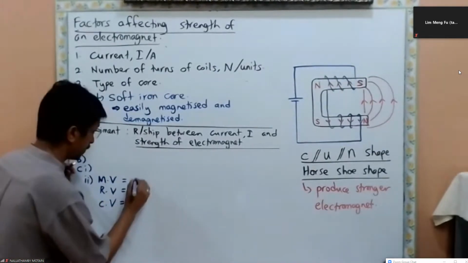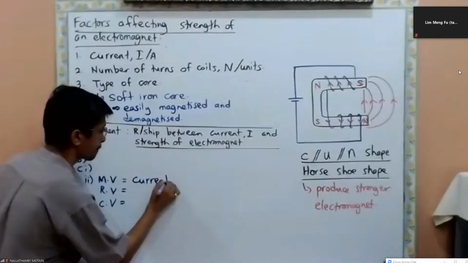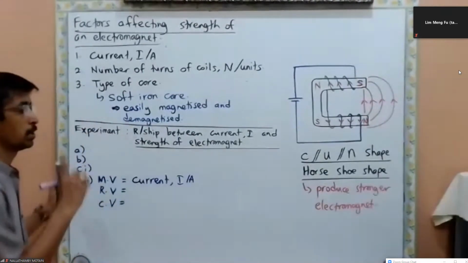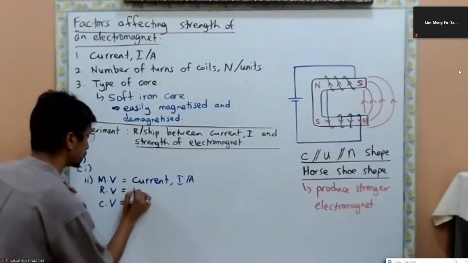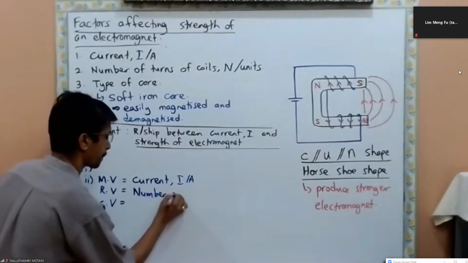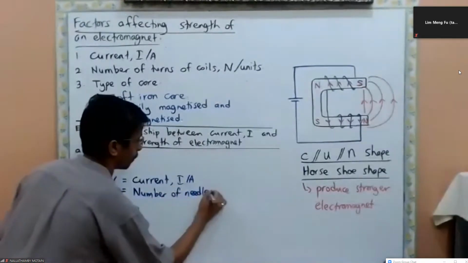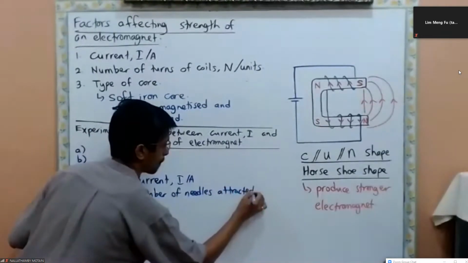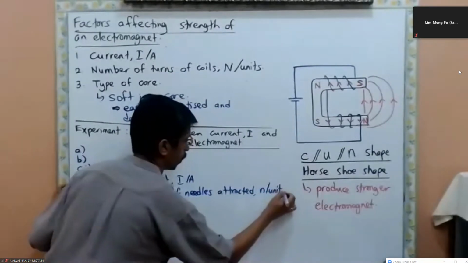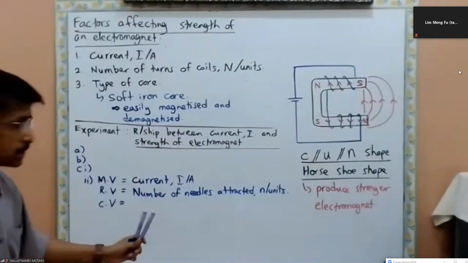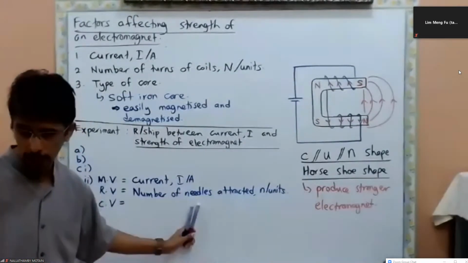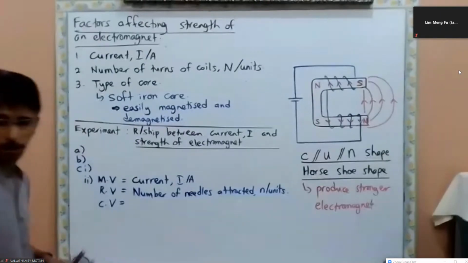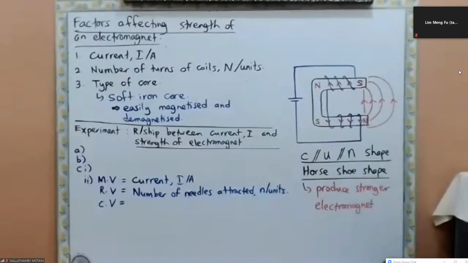Okay, so manipulated variable is current, ampere. Corresponding variable is the data I give you. You can take note first. Number of needles attracted. So I use small letter n. Number of needles attracted. You can also write number of pins attracted.